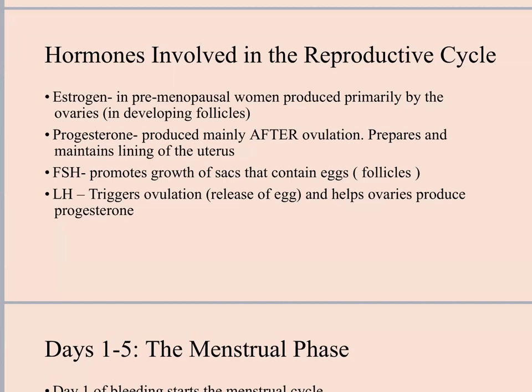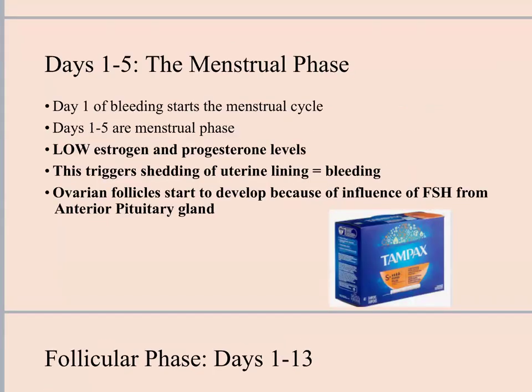FSH promotes growth of sacs that contain eggs, so the follicles, and luteinizing hormone triggers ovulation. So it is actually what triggers that release of the egg and helps the ovaries produce progesterone. So days 1 through 5, that is the menstrual phase. That starts on day 1 of bleeding, and this is when estrogen and progesterone are very low. The fact that they're very low triggers the uterus to know, okay, there's no baby. Let's get rid of this uterine lining. And that's what starts that bleeding.